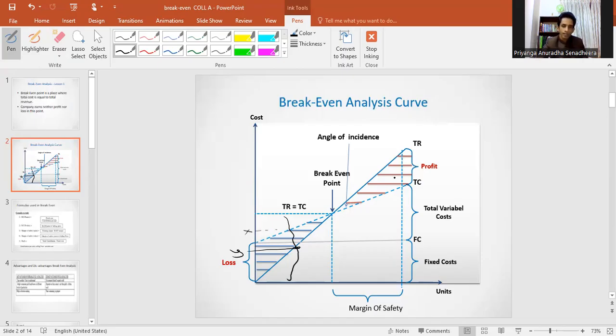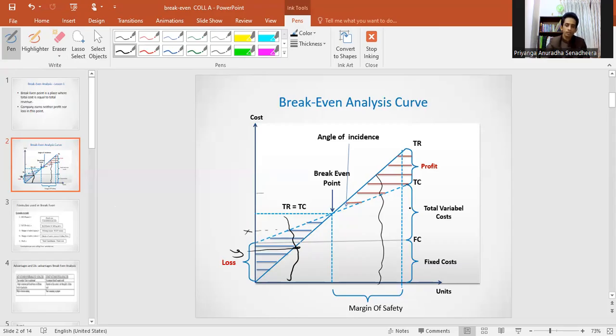Then if you draw a line in this area, first you meet total cost here, and then you meet total revenue. Imagine you draw a line like this. Sorry about this line, but first you meet total cost, then you meet total revenue. So automatically you can understand it is a profit for the business.